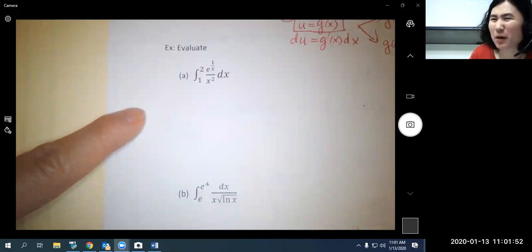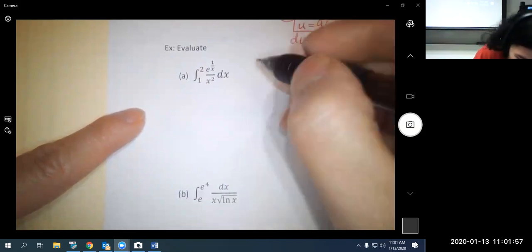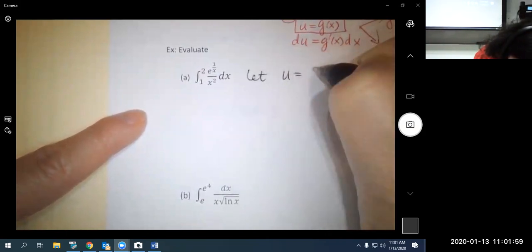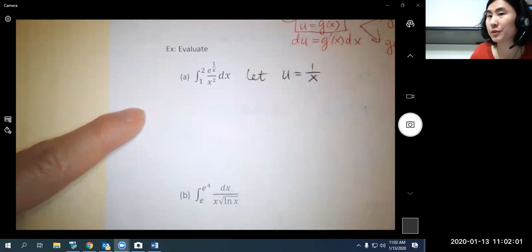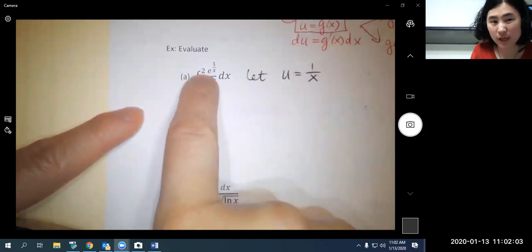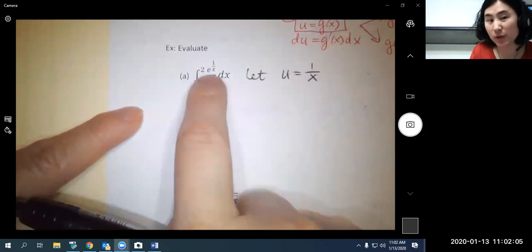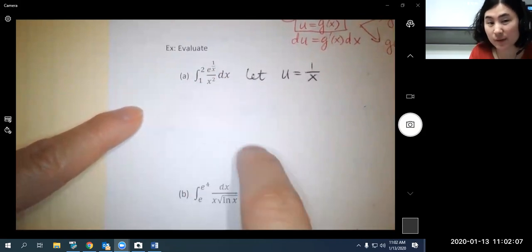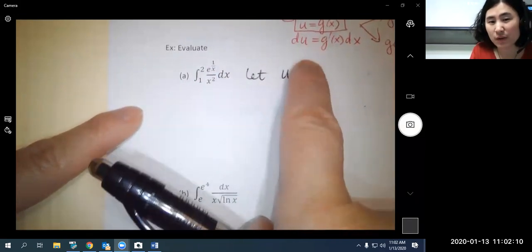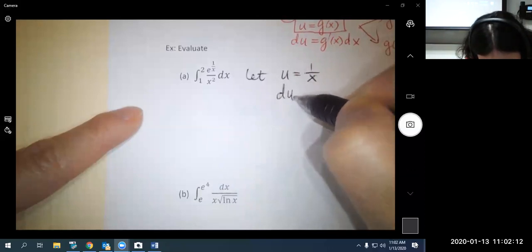Right, we don't like that 1 over x. We know e to the x, or e to the u, right? So how about we let u equal what? 1 over x. What do you think? Because we know the antiderivative of e to the u, but we don't know the antiderivative of e to the 1 over x. So if we let u equal 1 over x, compute du. It becomes what?